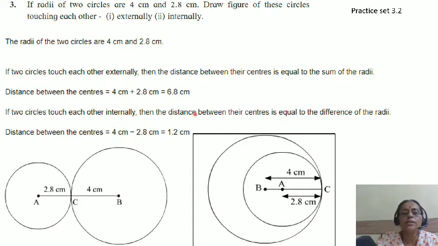If two circles touch internally, then the distance between their centers is equal to the difference of the radii. Now BC minus AC. So 4 centimeter minus 2.8 centimeter is 1.2 centimeter.